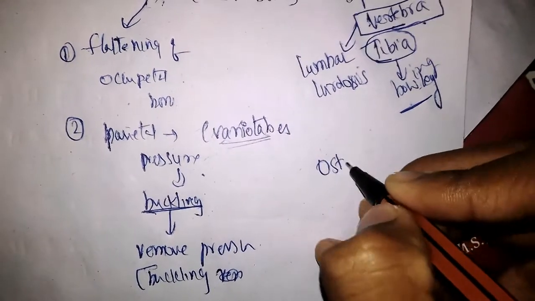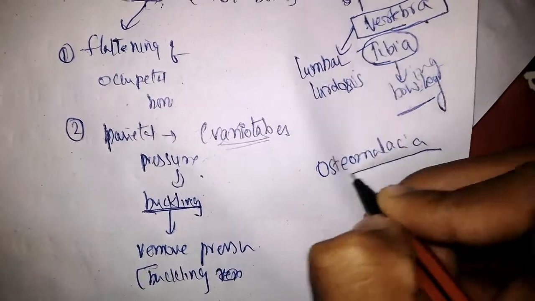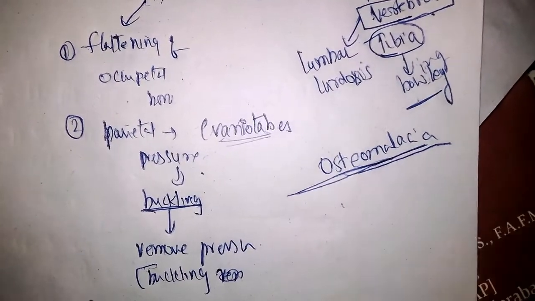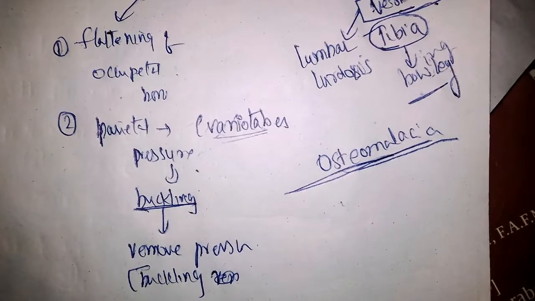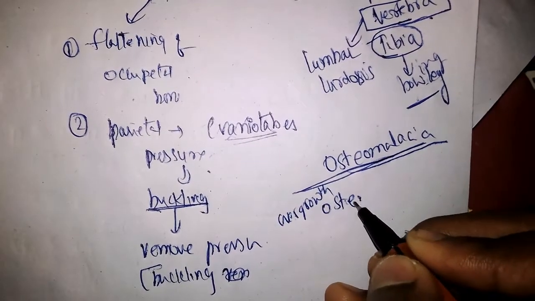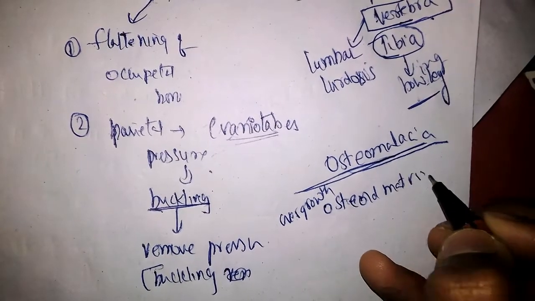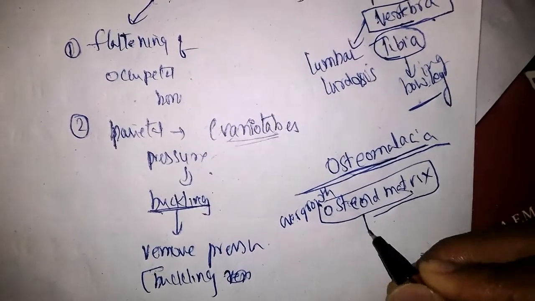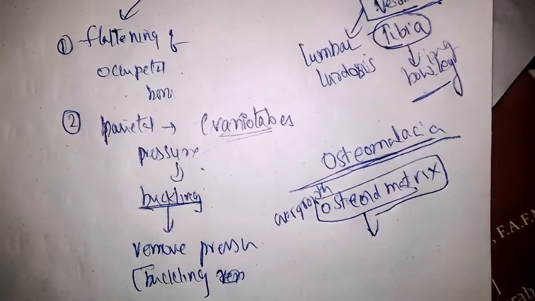Then moving to osteomalacia. This is due to vitamin D deficiency in adults. In this, what happens is there is overgrowth of osteoid matrix. Actually, this is the characteristic feature of osteomalacia. Overgrowth of osteoid matrix is the characteristic feature of osteomalacia.